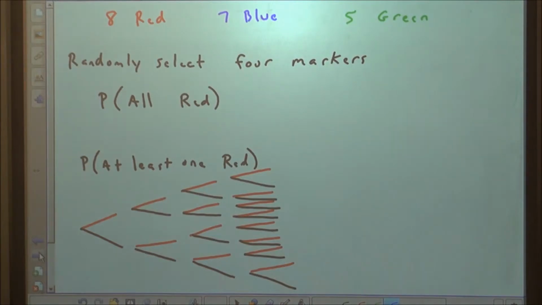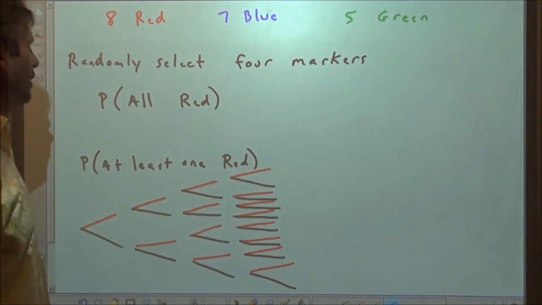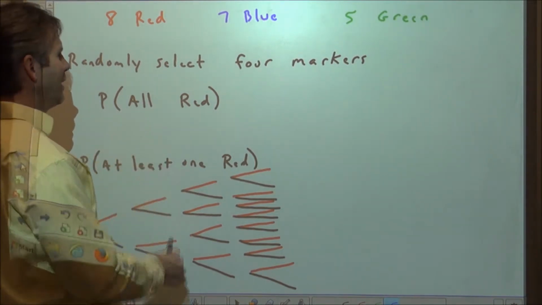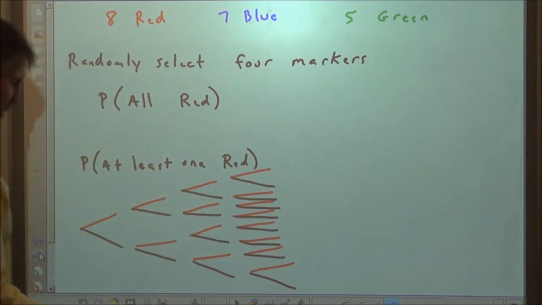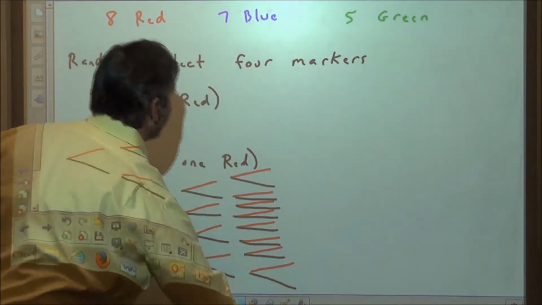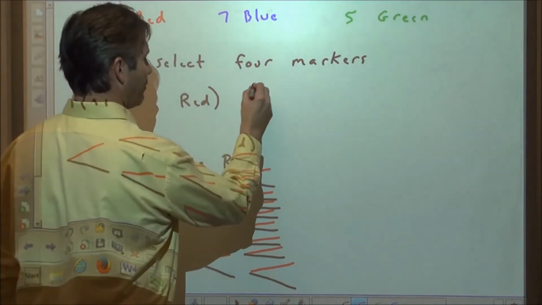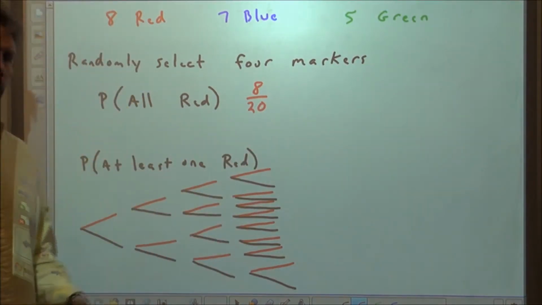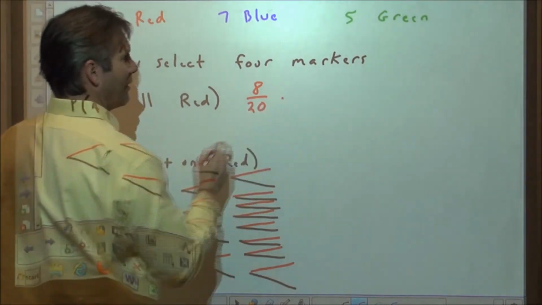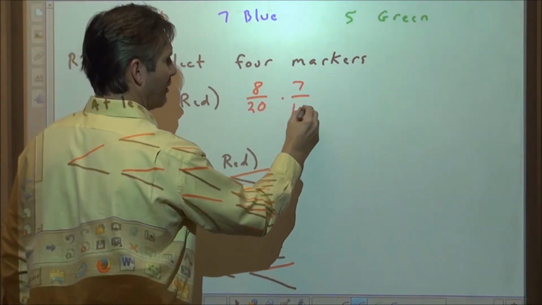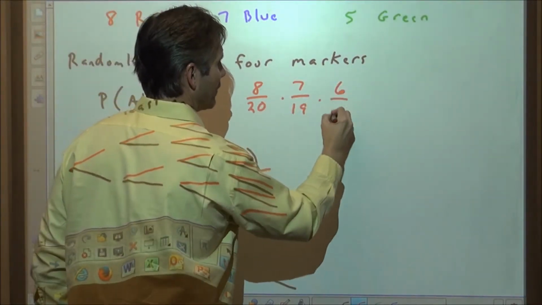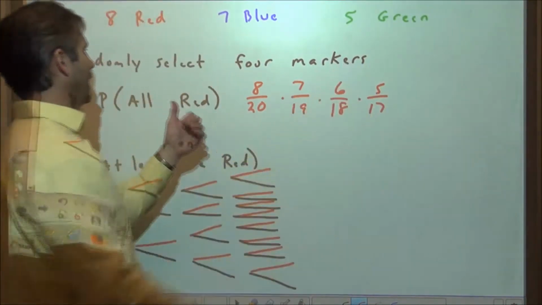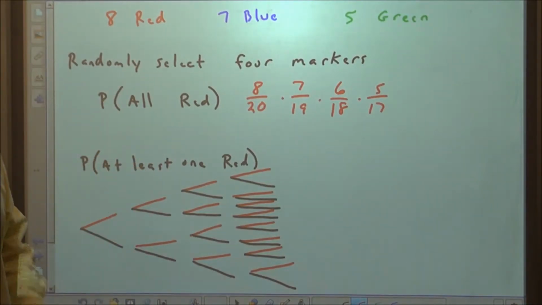Let's go back to this situation where we have the markers. Let's say we're going to randomly select 4 markers and we want to find the probability that all the markers are red. Well, we can rephrase using and or, so on the first try, we'd have an 8 out of 20 chance of getting a red marker, and on the next selection there'd be 7 markers left out of 19, and then there'd be 6 out of 18, and then there would be 5 out of 17. Multiply together, and that gives us the probability that they're all red.